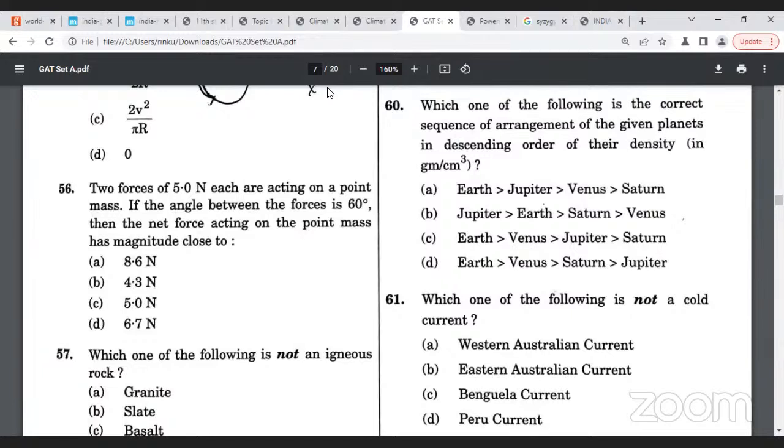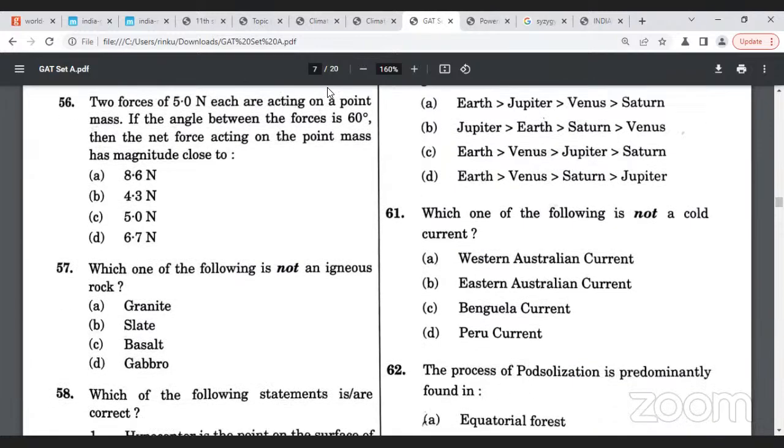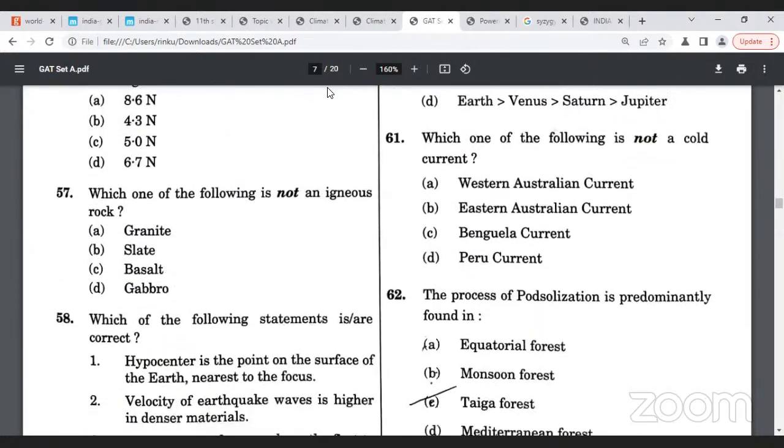So this is, I think, option C. Option C is a good option for us. Earth being the densest, Venus being less dense than Earth, then Jupiter being even less dense than Venus, and Saturn being the least. So option C. That's your answer for question number 60. Come to question number 61.